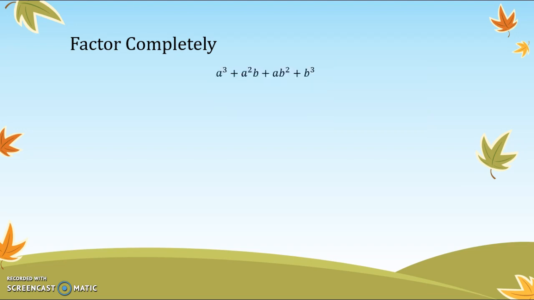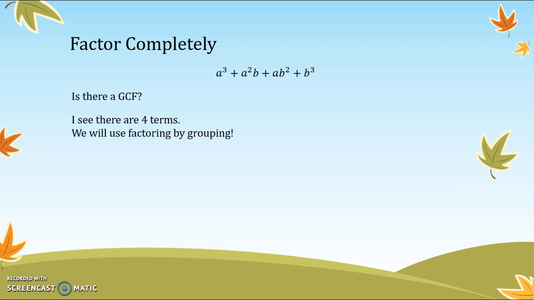Let's say I have a cubed plus a squared b plus a b squared plus b cubed. Is there a greatest common factor? So I don't see they all have an a, and I don't see they all have a b, so therefore there's no GCF. We do see that there are 4 terms. So when there are 4 terms, we will use factoring by grouping.